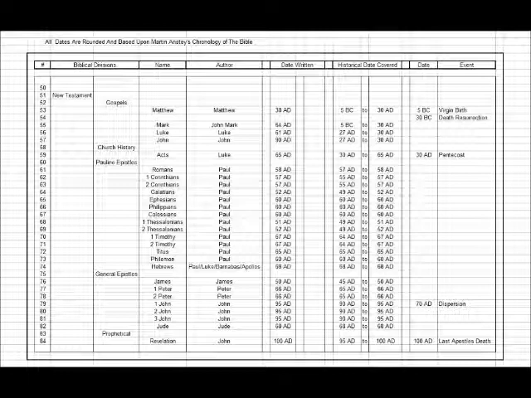Okay, under the general epistles, here we find 7 different books. They're all named after their author. The book of James, written by James. 1st and 2nd Peter were written by the Apostle Peter. 1st, 2nd, and 3rd John were written by the Apostle John. And finally, Jude. That was written by Jude.